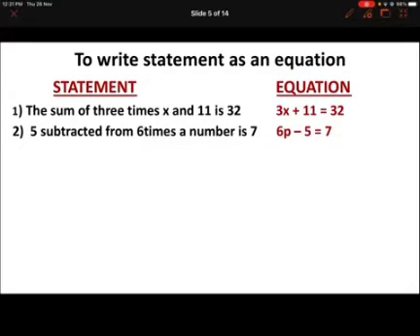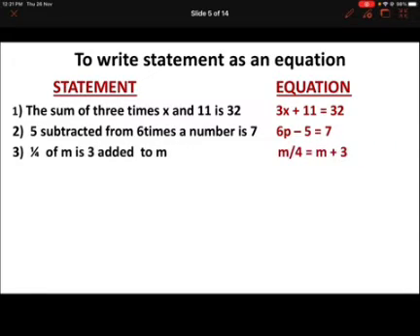So 6 times a number is 6p. You can take it as 6x, 6s, 6a, anything. I've taken it as 6p. So 6p minus 5. Because the statement says 5 is subtracted from 6p, and what is the result? The result is 7. Okay? So this is the way you have to understand the statement and check the order and write the equation properly.